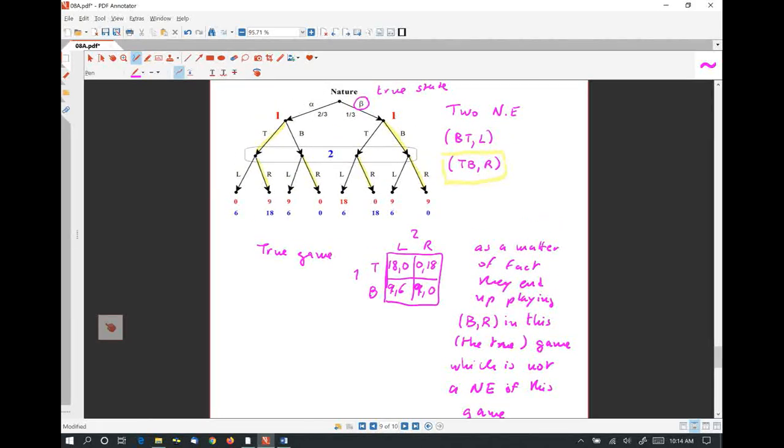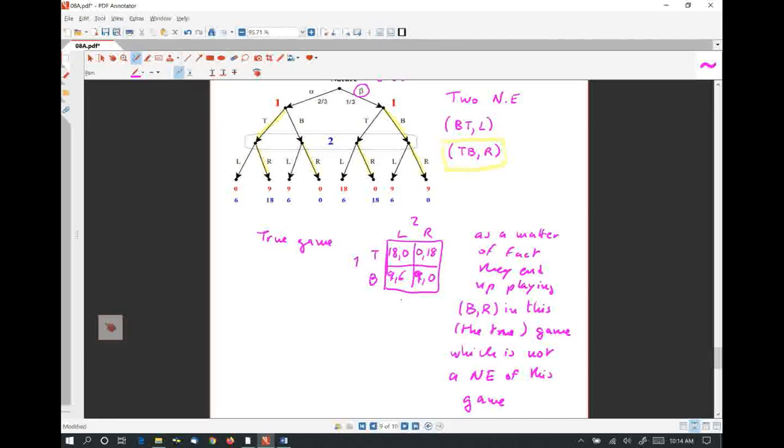Right? Because if player 1 plays B in this game, then player 2 would want to play L, not R. So R is not the best reply to B. So why is it that they end up not playing a Nash equilibrium?